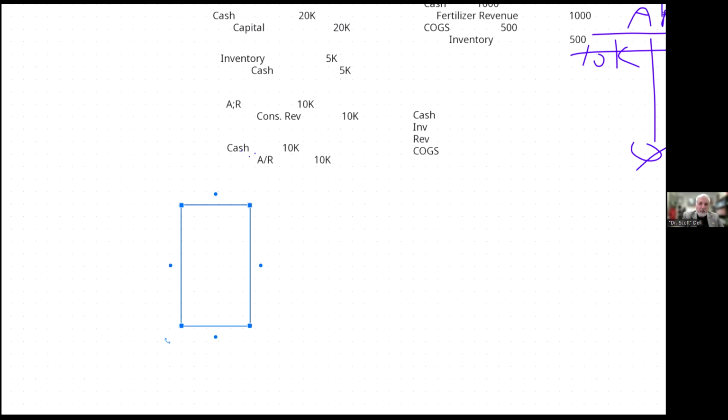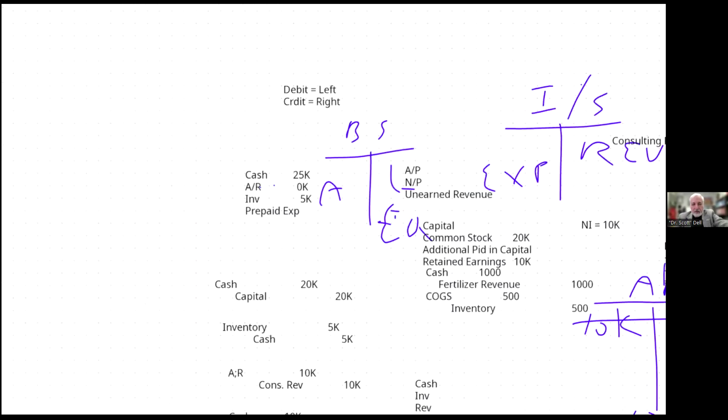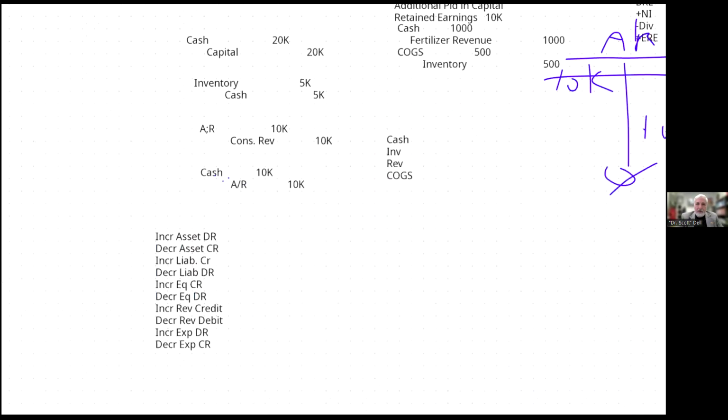Now, I will say there are some things called contra accounts. There's something called accumulated depreciation that offsets your equipment. On the revenue side, you have a contra revenue account, like debit balance for returns and allowances or sales discounts. We'll talk more about those down the road. So there are some contra accounts or offsetting accounts. But the key understanding is debit and credit means left and right.